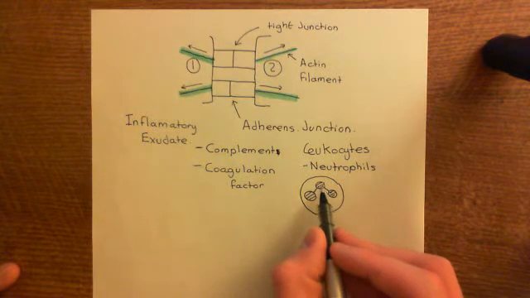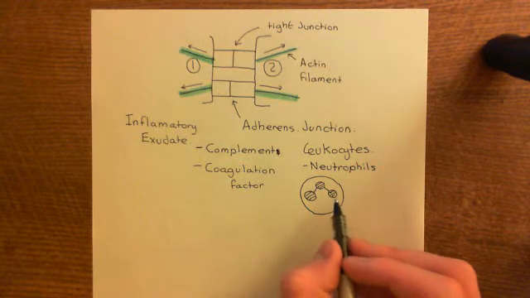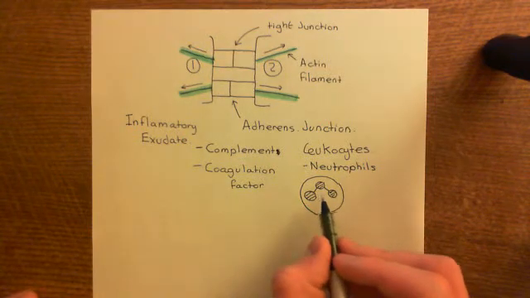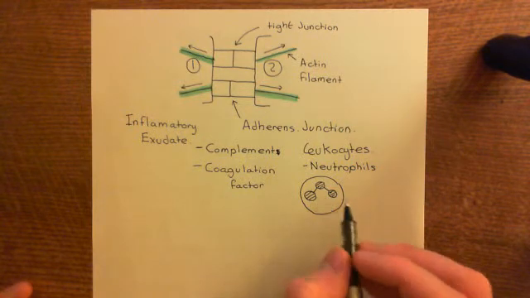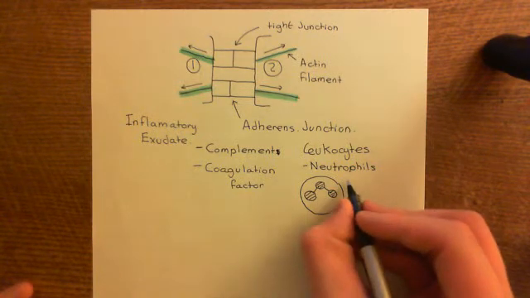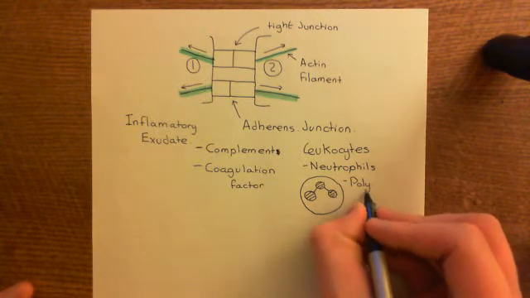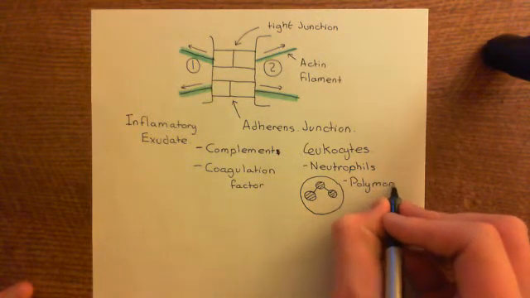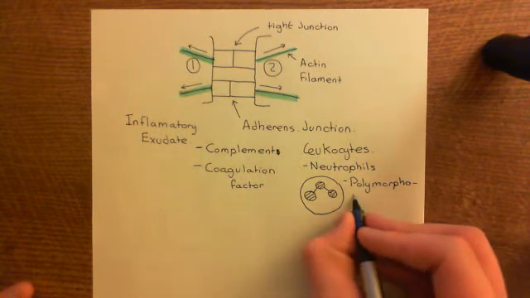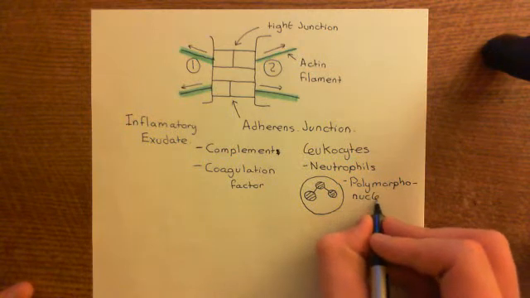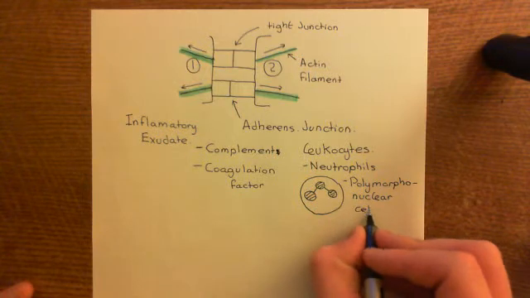And the number of lobes that a neutrophil nucleus has is not set. Okay, so different neutrophils will have differing numbers of lobes within their nucleus. And this has led to neutrophils also being known as polymorphonuclear cells. So poly means many, morpho means shape, nuclear refers to the nucleus, so many shaped nucleus cells.